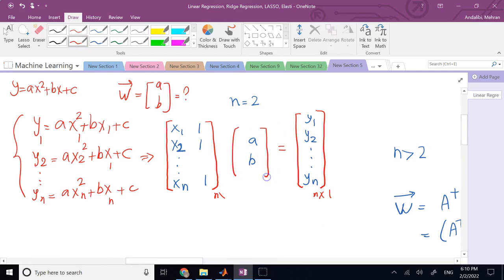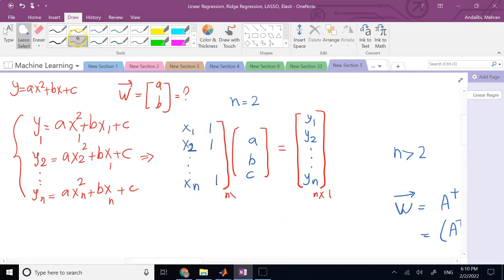Here, now you have 3 coefficients. So it's going to be A, B, and C. And here, what you have is an extra column to the left, where it is going to be x1 squared and x2 squared all the way to xn squared. So now this is an n by 3, this is a 3 by 1, this is an n by 1. But still, you see, in terms of these unknown coefficients, it is a linear relation.